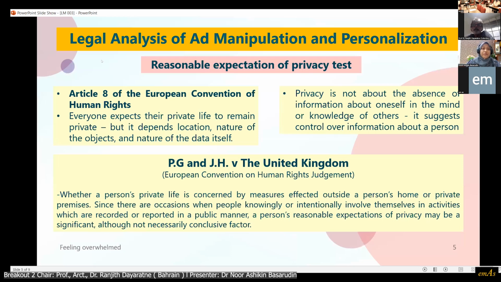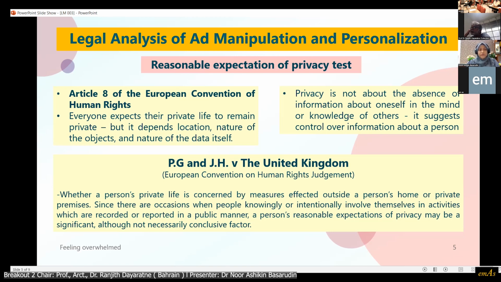So we come to the part of legal analysis. Okay, so the first notion or the first idea of having law related to privacy is from the reasonable expectation of privacy test. Okay, so the reasonable expectation of privacy test is not directly stated, but we can see that in Article 8 of the European Convention on Human Rights. Under the European Convention on Human Rights, it is the fundamental law that highlights the protection of the rights of individual private life, family life, home, and also correspondence.